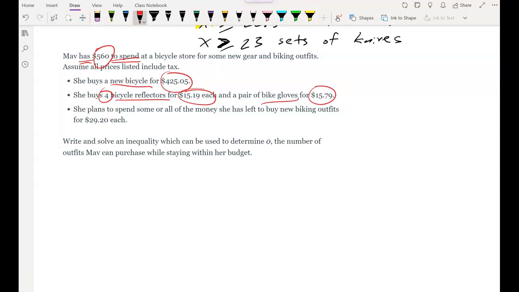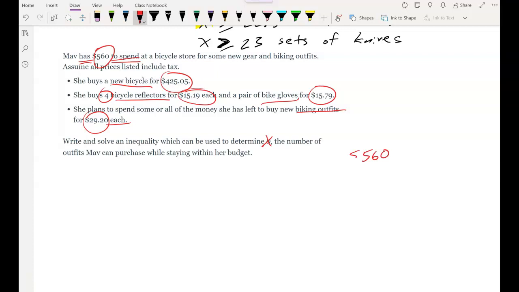And then she plans on spending the rest of it, or some of it, on whatever's left, to buy new biking outfits for $29.20 each. We want to write and solve an inequality that can be used to determine the number of outfits. I'm not going to use O because it looks like a zero. So I'm going to use X, the number of outfits that she can purchase and stay within her budget.